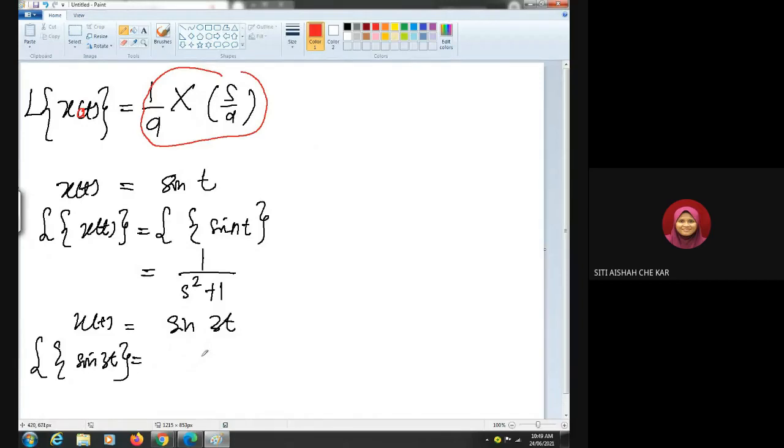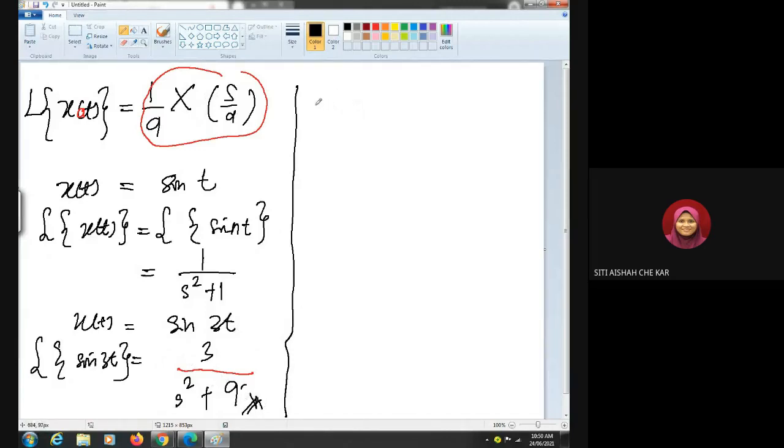Anyone? 3 over s squared plus 9. Okay, good. Very good. But this time we don't want to use this one. We want to try using this property. It will produce the same answer, right? Suppose so.